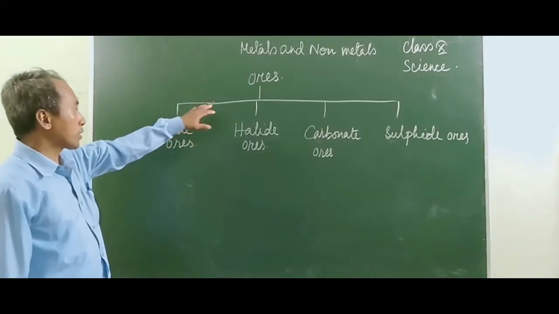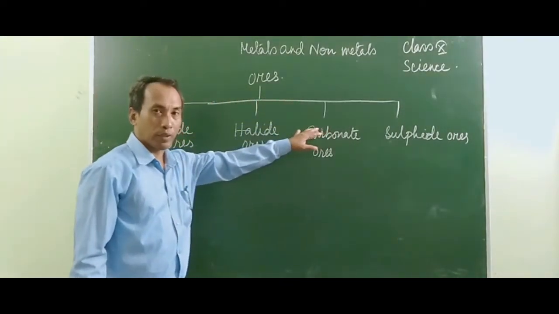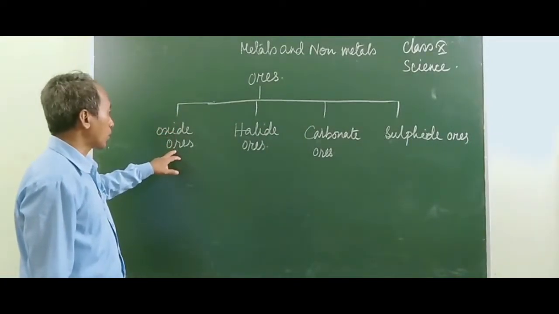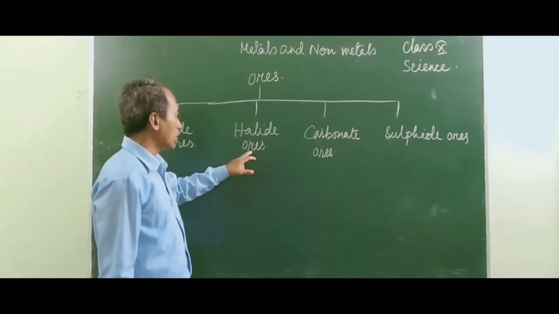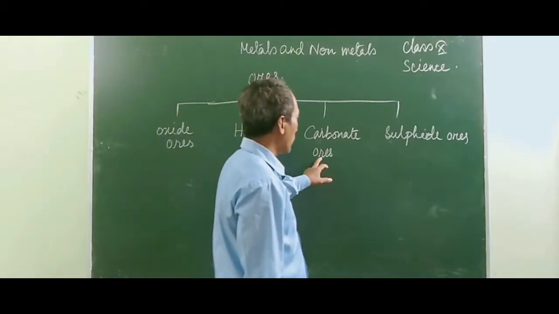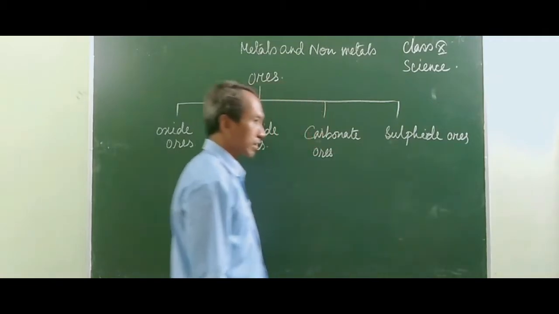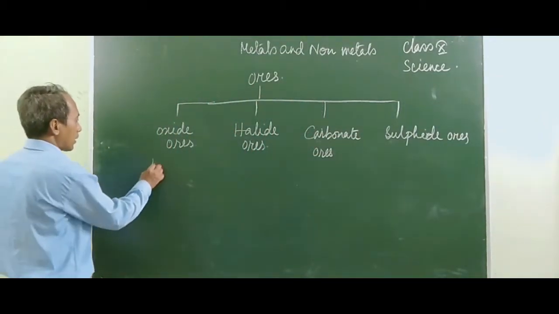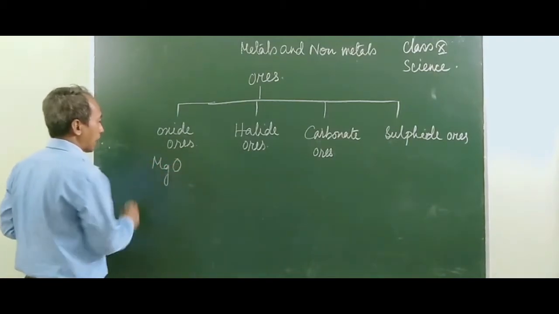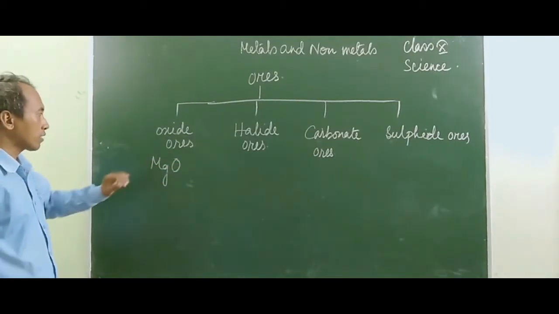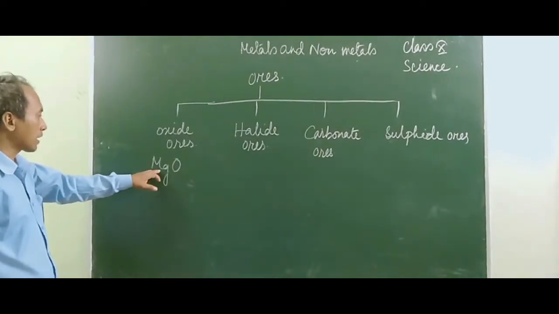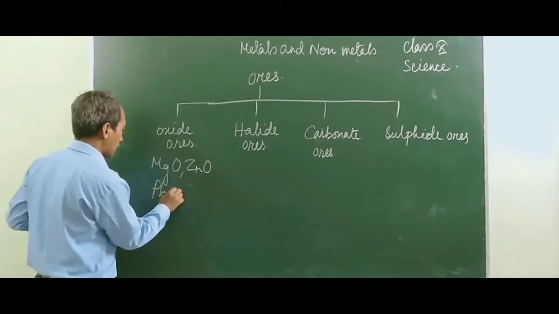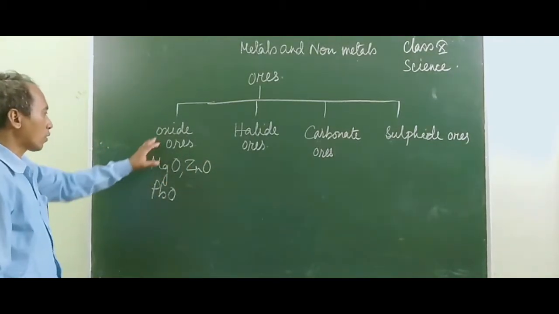Now we are going to study about the different types of ores. The first is oxide ores, the second one is halide ores, the third one is carbonate ores, and the fourth one is sulfide ores. Now I'll give you some examples of oxide ores. When oxygen is combined with any metal, that is called oxide ores. For example, magnesium oxide, zinc oxide, lead oxide, all these are oxide ores.